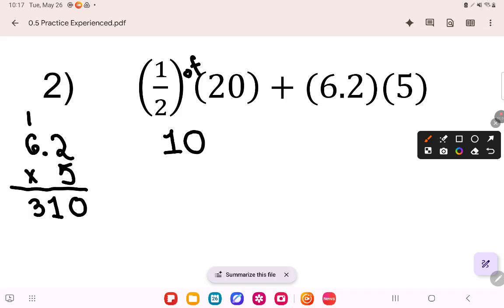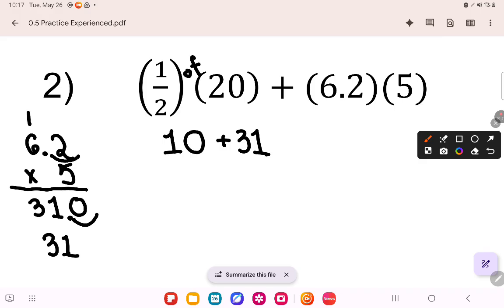Now the main thing with decimal multiplication is that you need to remember that you count the number of decimal places in the problem. So one decimal place in the problem means one decimal place in the answer. So this is 31.0 or just 31. So this ends up being 10 plus 31.